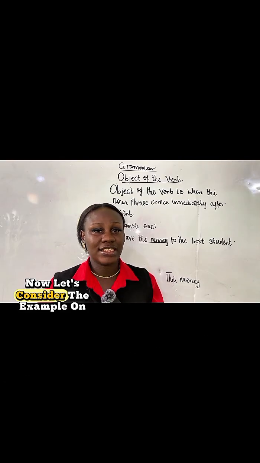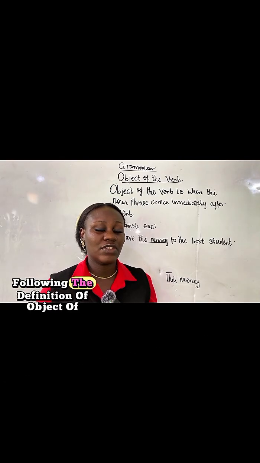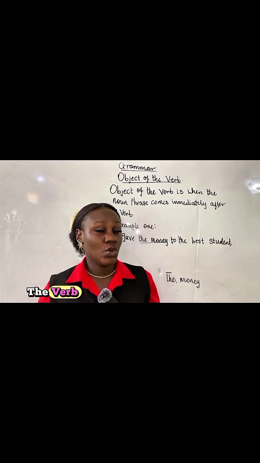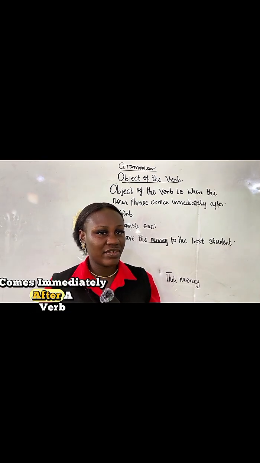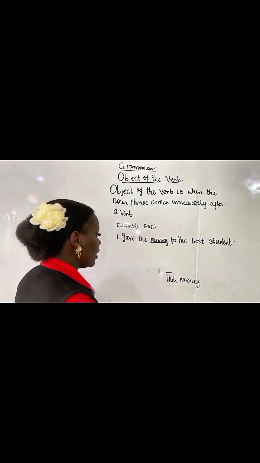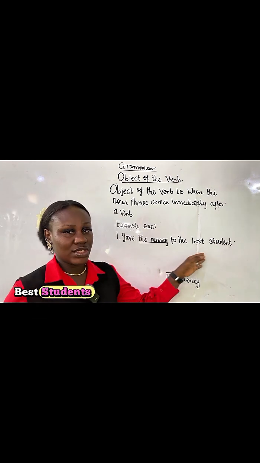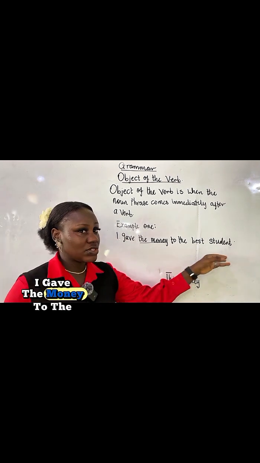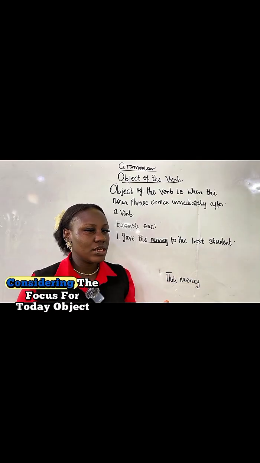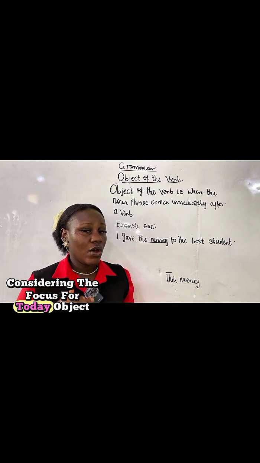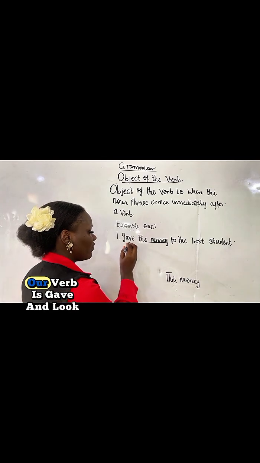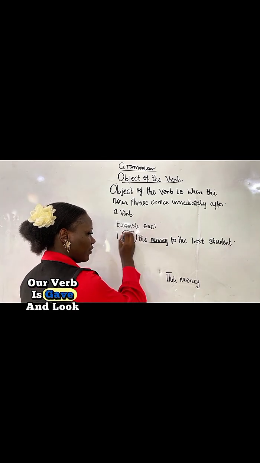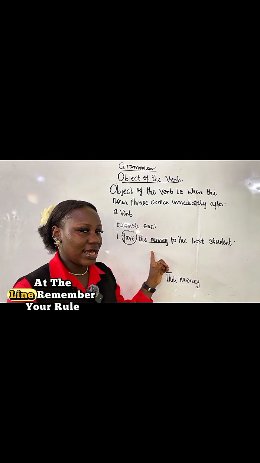Now, let's consider the example on the board following the definition of object of the verb, which states that this is when the noun phrase comes immediately after a verb. I gave the money to the best students. Considering the focus for today, object of the verb, what is our verb here? Our verb is gave. And look at the line.